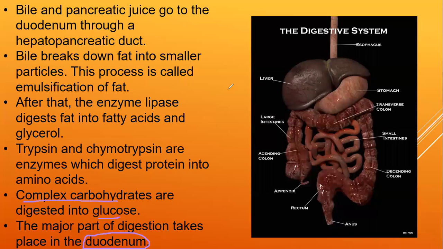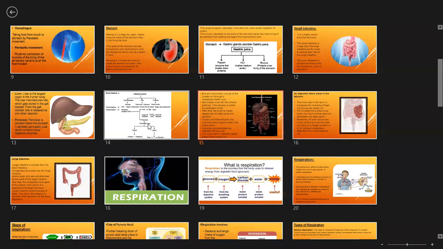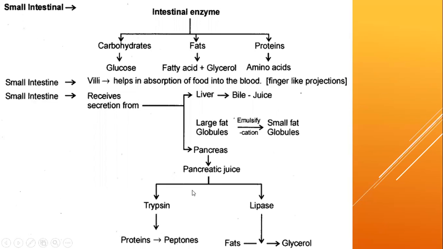So the first part of the small intestine is the duodenum. The major part of digestion takes place in the duodenum. And as per Arihan's request, trypsin and chymotrypsin are the enzymes that digest protein into amino acids. As we have discussed, the pancreatic juice contains many enzymes. Two of them are trypsin and lipase. The function of trypsin is to convert proteins to peptones, and peptones means amino acids.